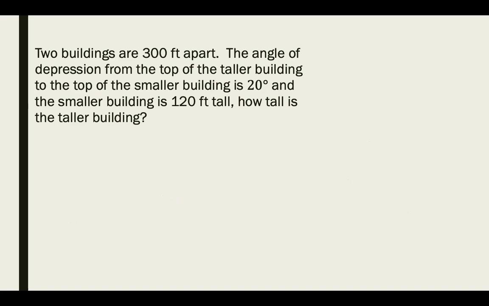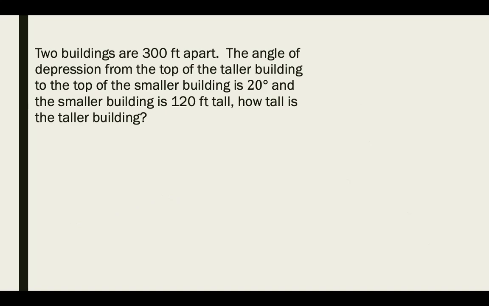All right, one more problem. Two buildings are 300 feet apart. The angle of depression from the top of the taller building to the top of the smaller building is 20 degrees, and the smaller building is 120 feet tall. How tall is the taller building?